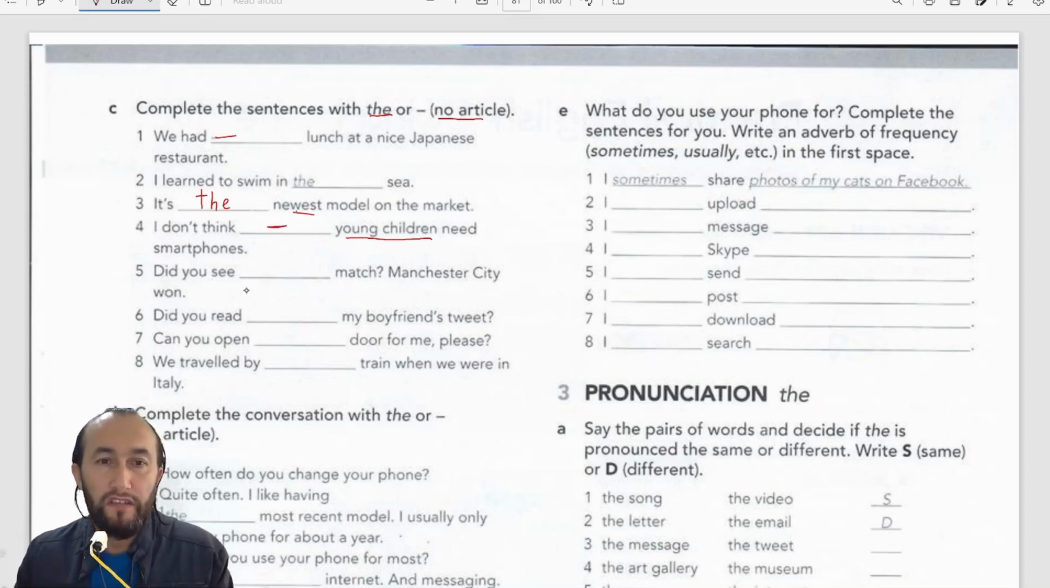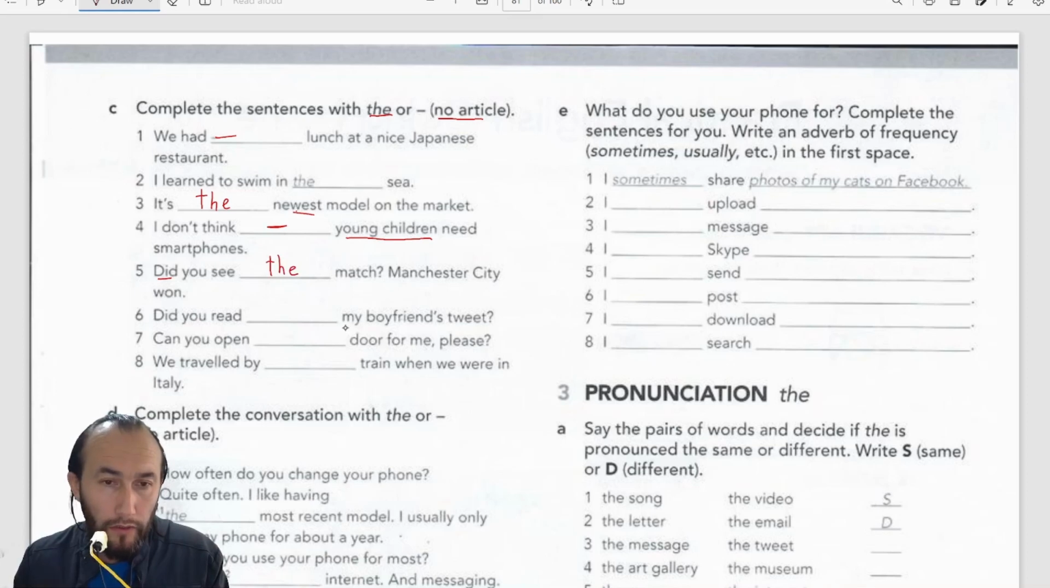Number five, did you see the match Manchester City won? So I'm talking about the match that we know, the speaker and the listener, they know about that, because also it's in the past simple. So I said, did you see the match? Did you see the match? The Manchester City won.